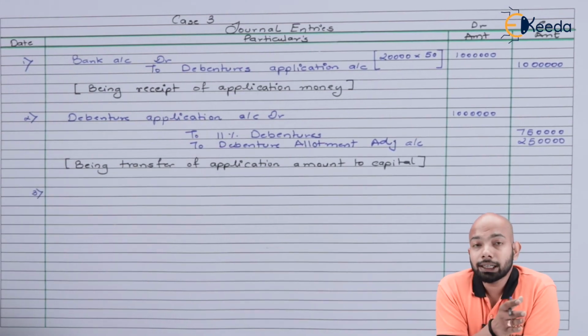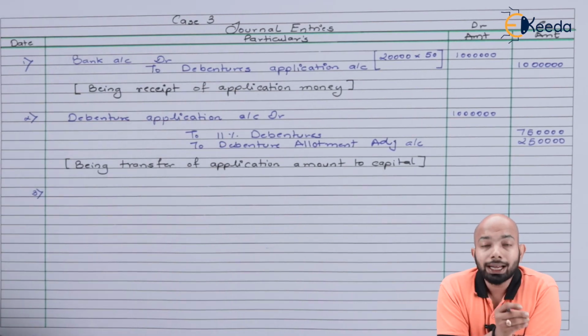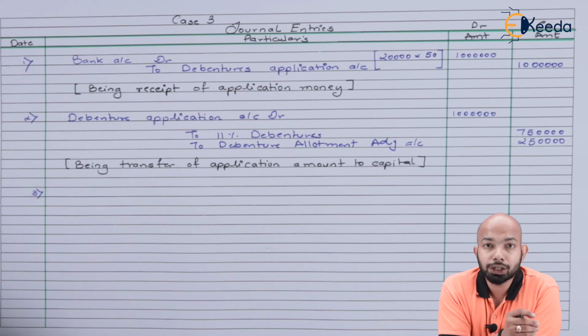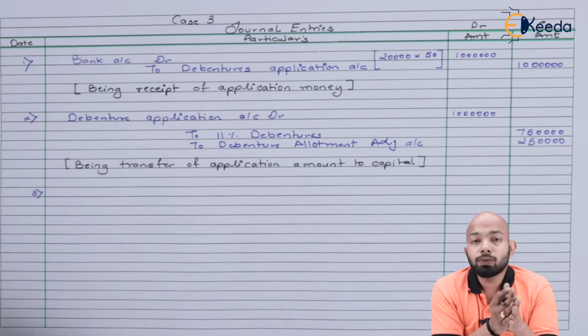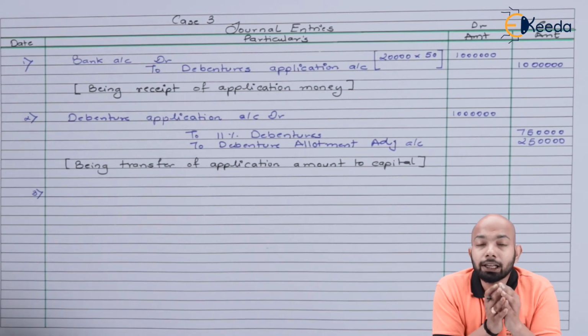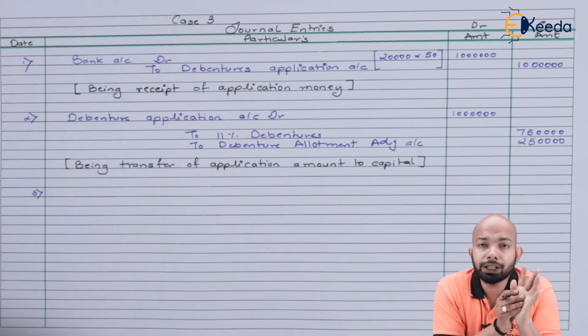Now, the next entry that you have to pass is debenture allotment due. But make sure, as there is discount in here, you have to take that discount also into consideration. So, the total face value of debenture allotment will be 100 rupees. But as we are providing 50 rupees discount, you have to take that into consideration as well. However, the receipt will be only for 50 rupees itself.